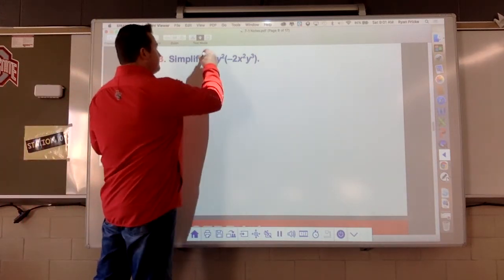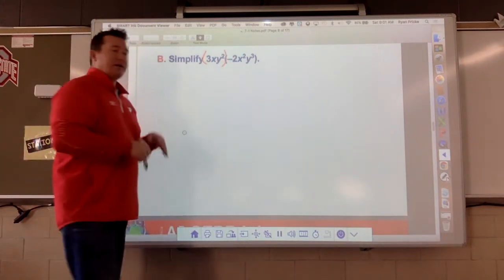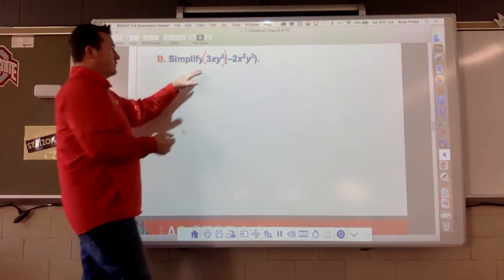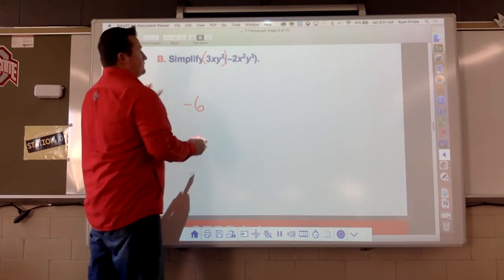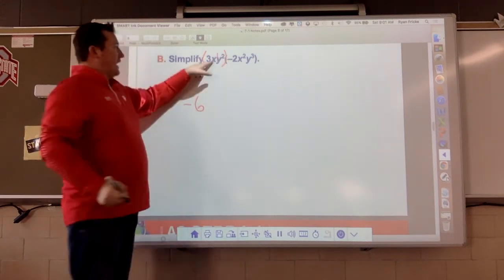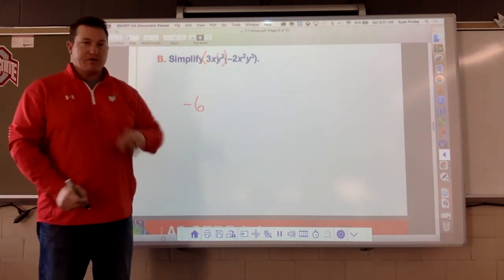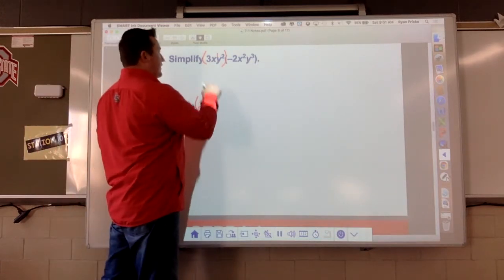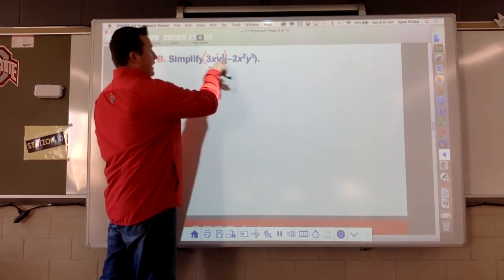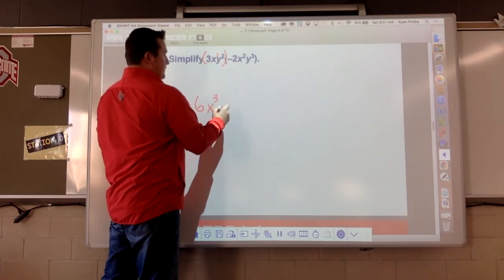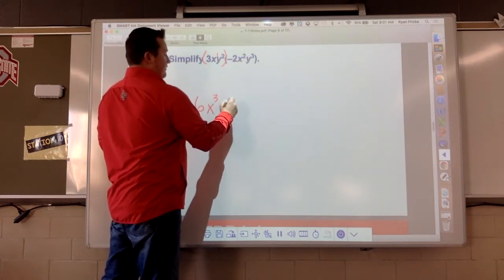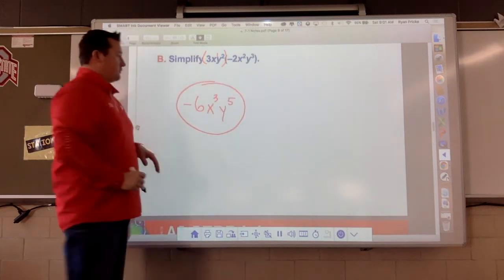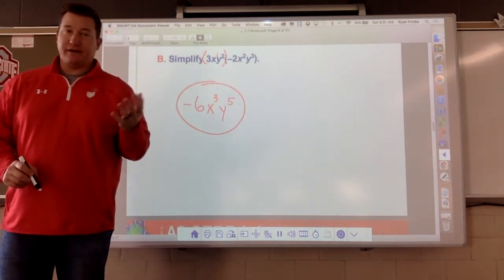Okay? If you'd rather have this in parentheses because that makes more sense to you, that's fine. Multiply your two coefficients, negative 6. Again, if you need to write in that there's x to the first power, you need to write that 1 in there. I want you to do that until you get comfortable knowing that, okay, yep, keep the base x, add the powers. 1 plus 2 is 3. Keep the base y, add the powers. 2 plus 3 is 5. Okay? There we go. Negative 6, x cubed, y to the 5th.